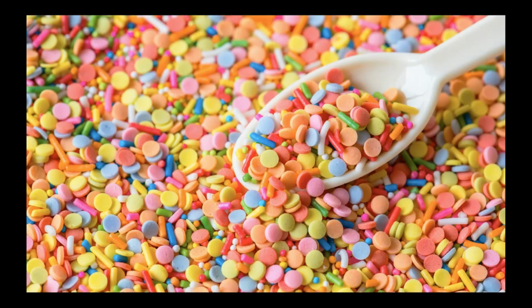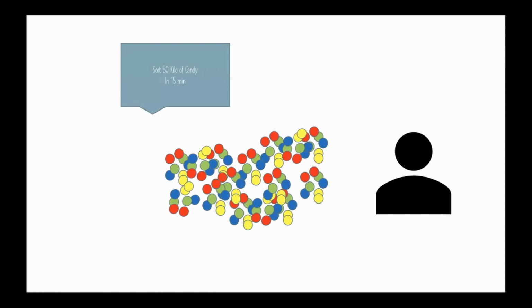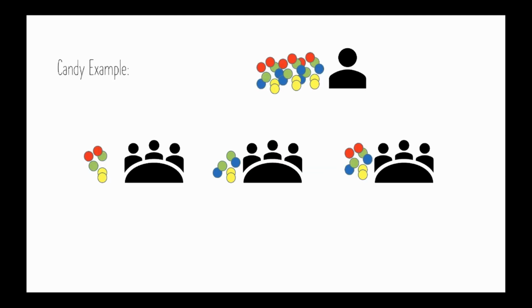All right, let's think about an example of what it means to actually sort tons of data. And a great example for it is candies. So let's say I have 50 kilos of candies and I only have 15 minutes to sort them. So someone gave me a task and said, Adi, sort these 50 kilos of candy in 15 minutes. Well, if I want to sort like half a kilo of candy, it's going to take me at least half an hour because I might be eating some of it along the way. So I definitely need my friends to help me.